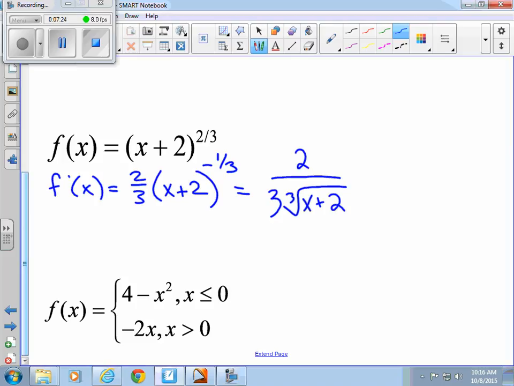Here's a critical value. It's not technically a point because I don't have a y value. I could find it if I wanted to. So anything that makes the denominator equal 0 is a critical value, or the numerator. Denominator equals 0, derivative is undefined. Numerator equals 0, the derivative is 0.